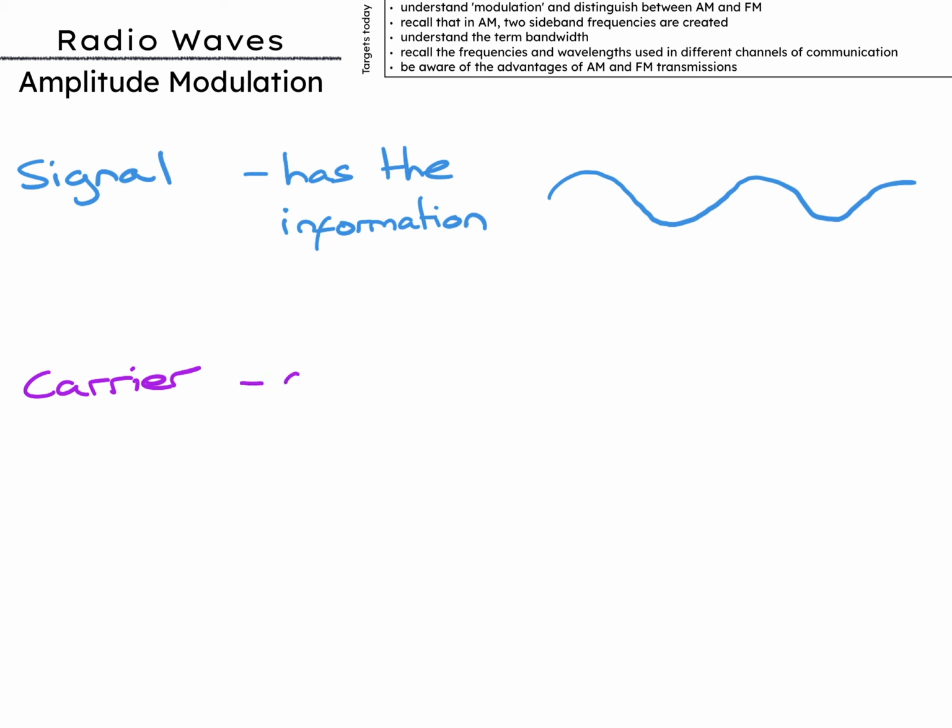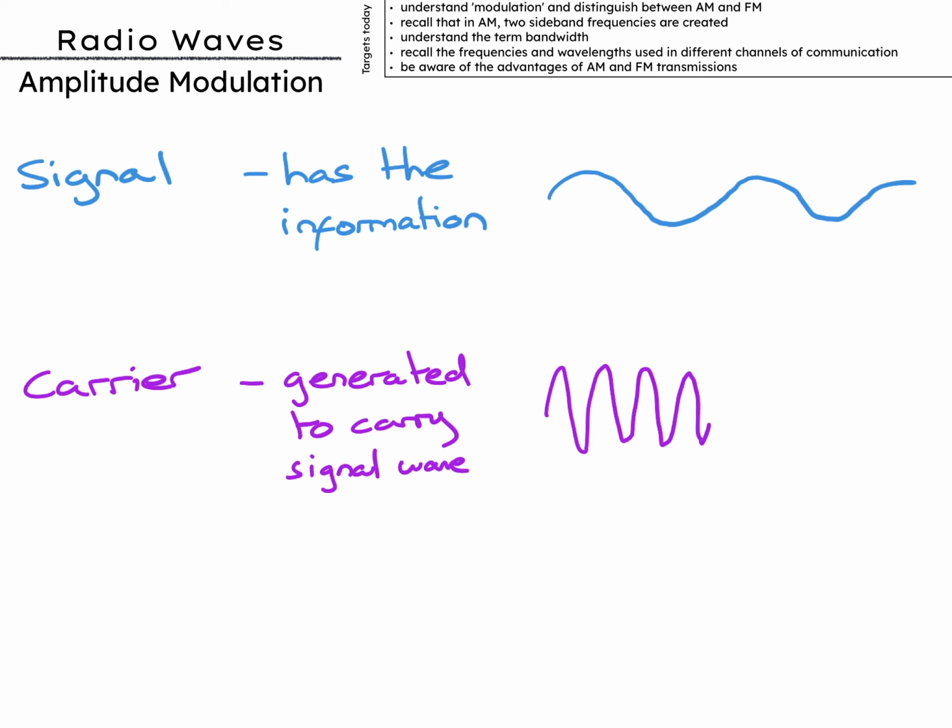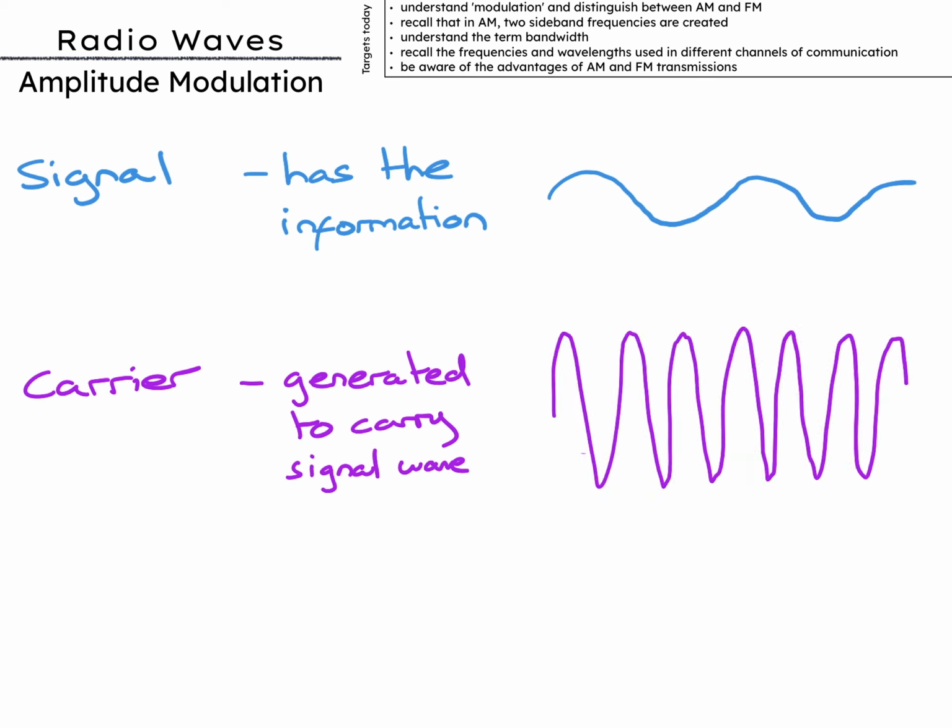Okay, so the carrier wave is generated to carry the signal wave. The carrier wave is a high frequency sine wave, at least double that of the highest frequency in the signal, with an amplitude at least double that of the signal wave. Then we kind of add the two waves together.